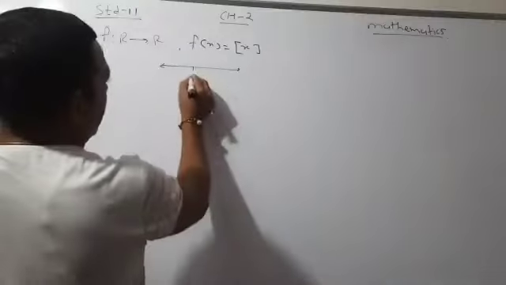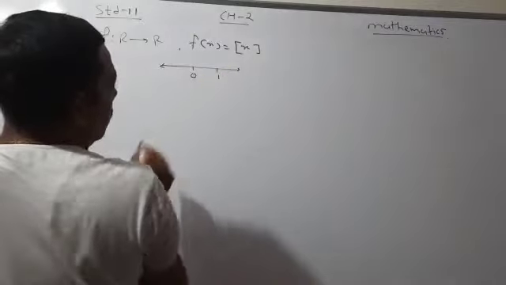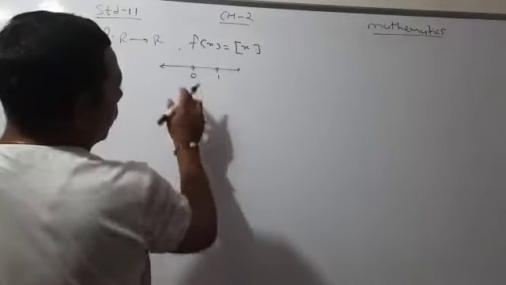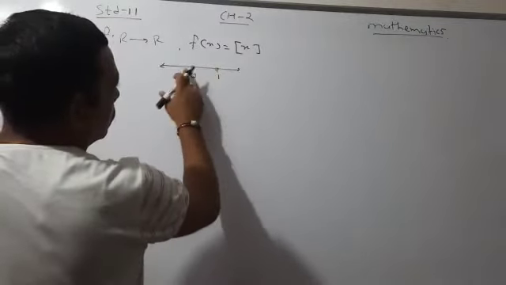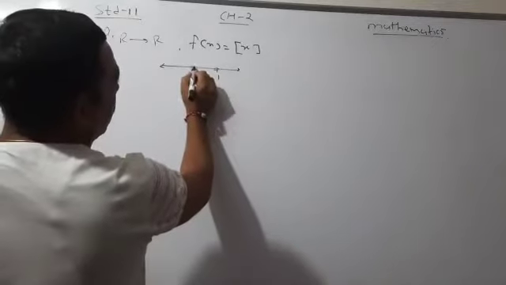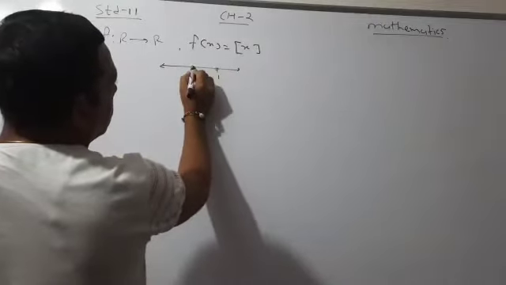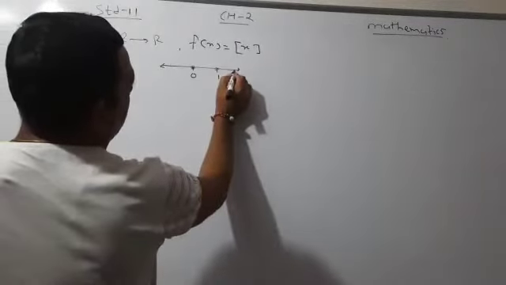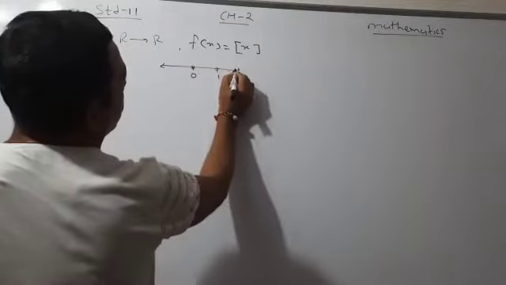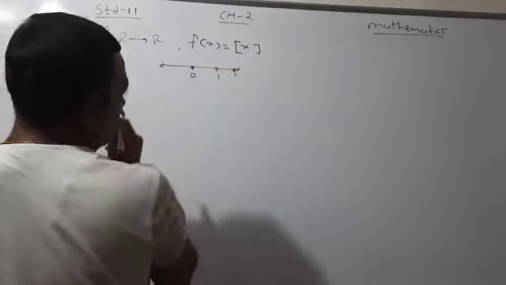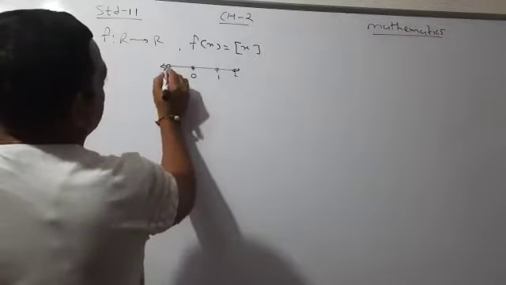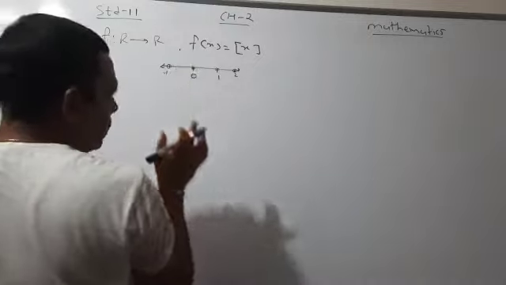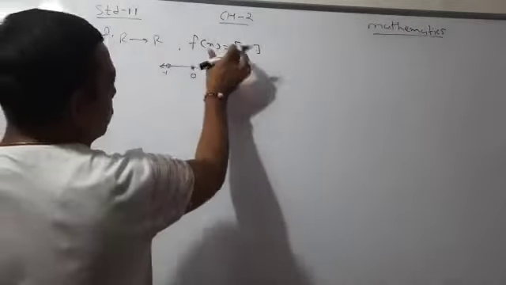I will explain it with the help of a number line. If I consider any number between 0 and 1, and 0 is not considered here, 1 and 2 likewise, in that case I have to consider the answer 0. If I consider any number between 1 and 2, then I have to consider the answer 1. The same way, if I consider any number between minus 1 and 0, I have to consider the answer minus 1. This is the characteristic of this function.